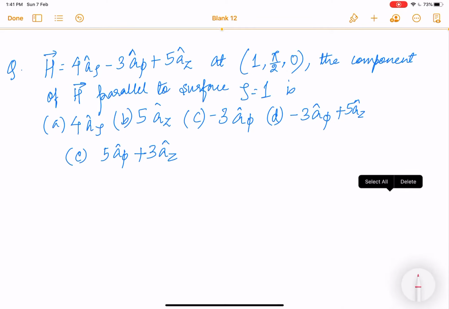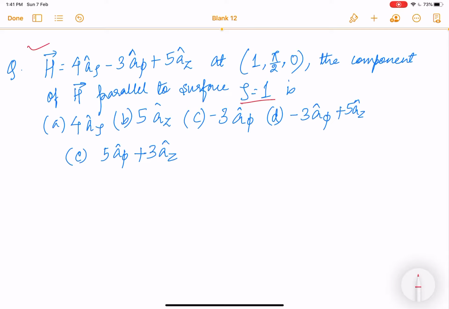H vector, which is 4 a rho cap minus 3 a phi cap plus 5 a z cap at the point 1 comma pi by 2 comma 0, and the component of H parallel to the surface rho is equal to 1 is what you have to choose among these options. This is the question that's given to us. So what's written? The component of H parallel to the surface rho is equal to 1.